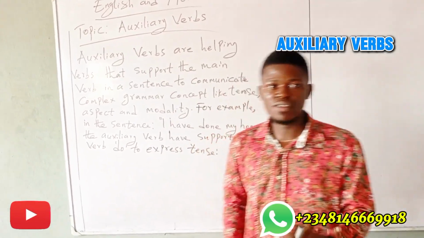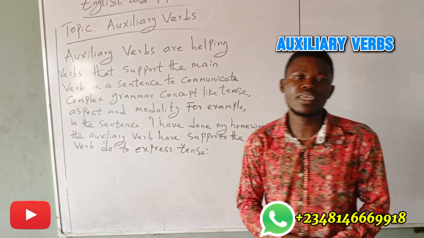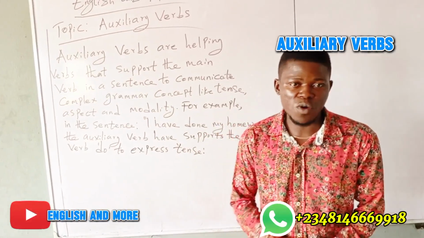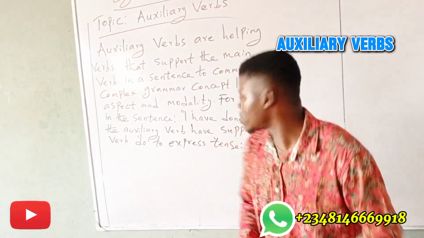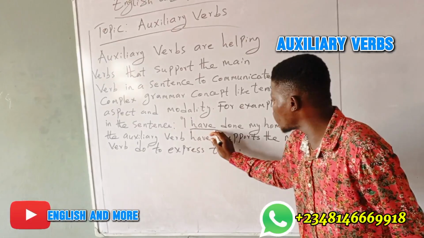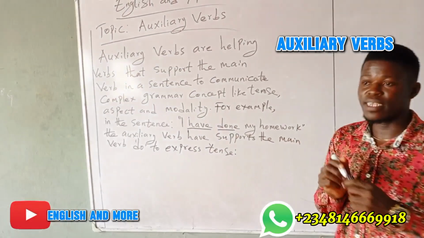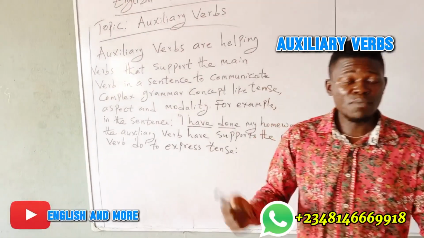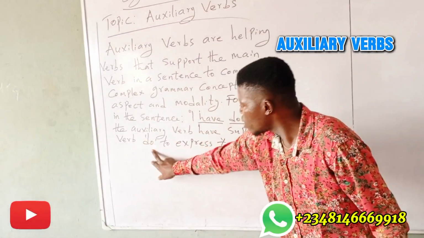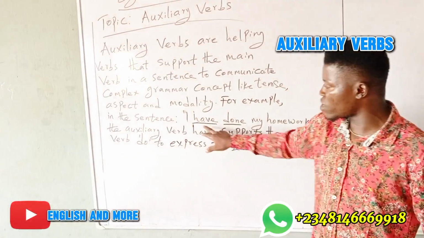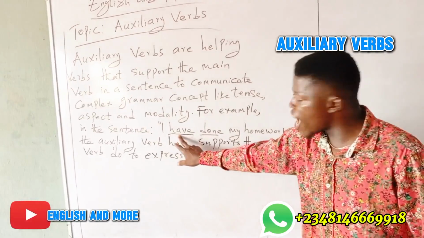For instance, look at this sentence. I have done my homework. We have two verbs in that sentence. Number one, we have have and done. Which one is the main verb? The main verb there is do. Remember, the root of this verb is do. It changes to done because of something here. So, the auxiliary verb in this sentence is have.